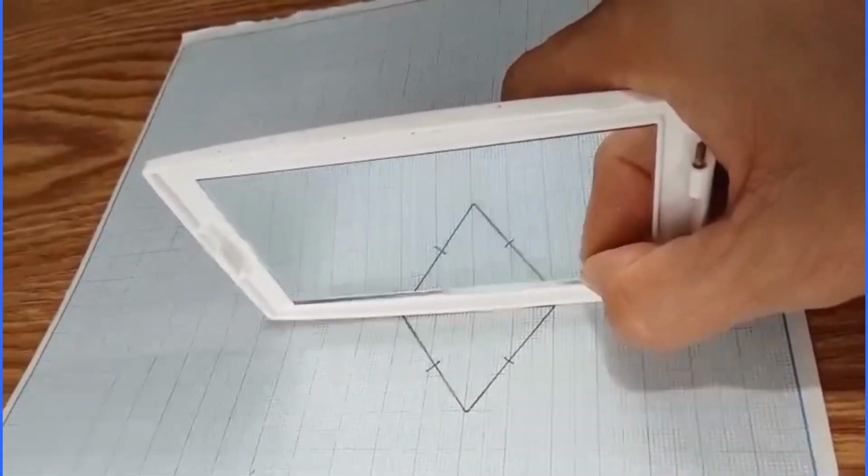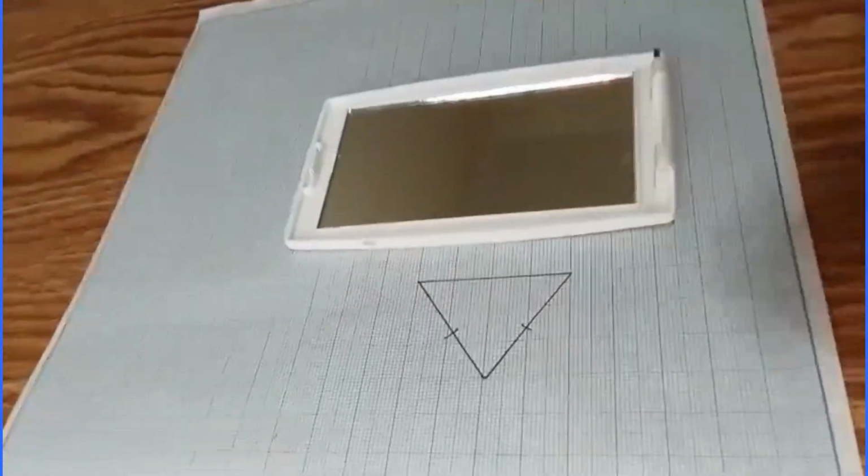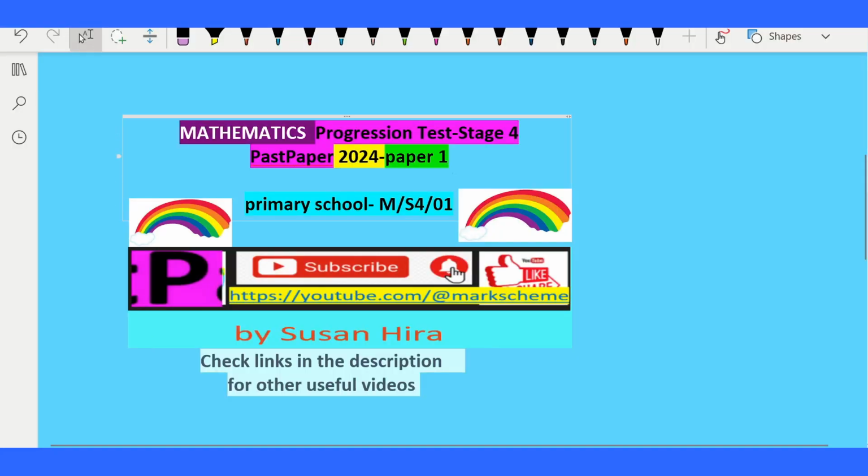Alright guys, so today we have discussed the mathematics progression test stage 4 paper 1 from 2024. It's for primary school, and no calculator.